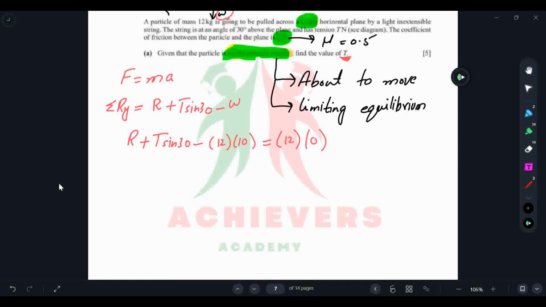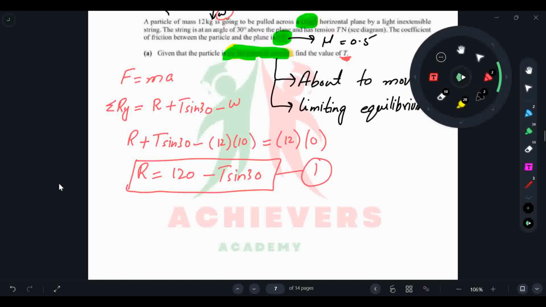Now if we rearrange it, R will be equal to 120 minus T sin 30. This will be equation 1.